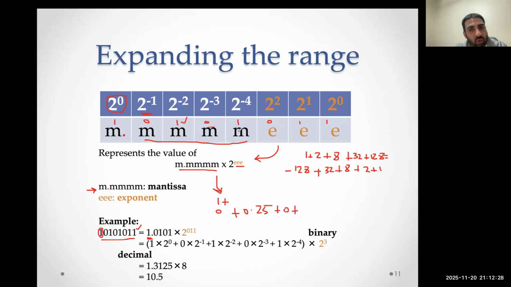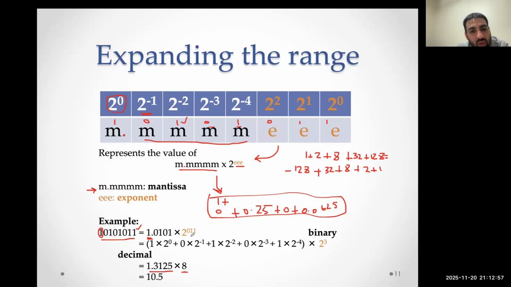The value of the next bit is 1. So 0.25 divided by 2, it is 0.125. And when you divide 0.125 by 2 again, it becomes 0.0625, right? And when you add all these numbers, you will get 1.3125, right? And from where are we getting this 8?